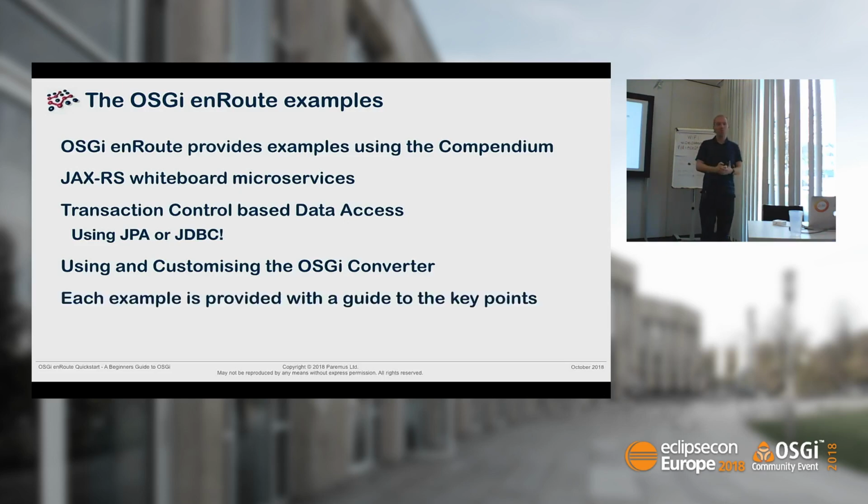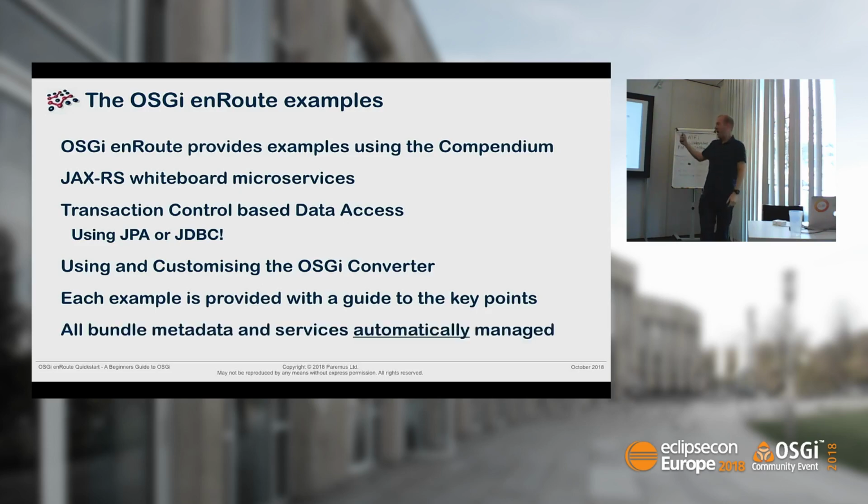And each example on the website has a nice guide to the key points of the example saying, this is the important bit that you should pay attention to. And because we've got everything set up correctly, all of this metadata and service management is done automatically. All of the hard stuff that absolutely is hard if you try and do it by hand is done automatically, so you don't need to worry about doing it. You don't need to go and look at your manifest and say, do I need to put a comma in there? Have I successfully listed all my packages? Just, who cares?